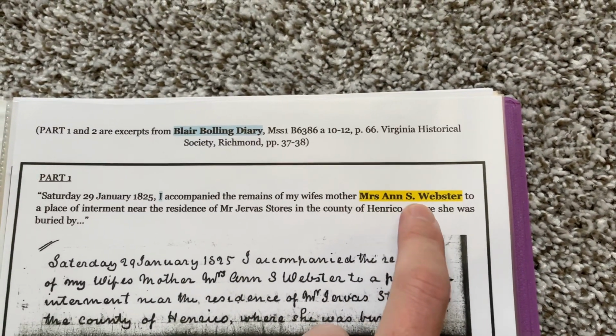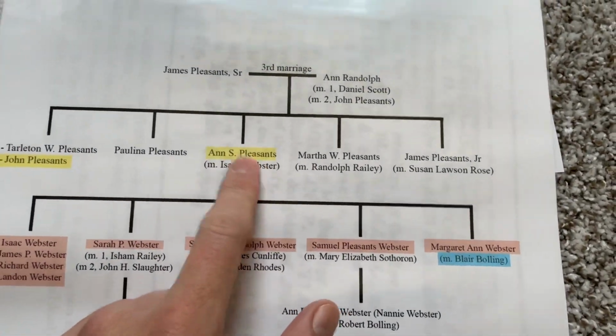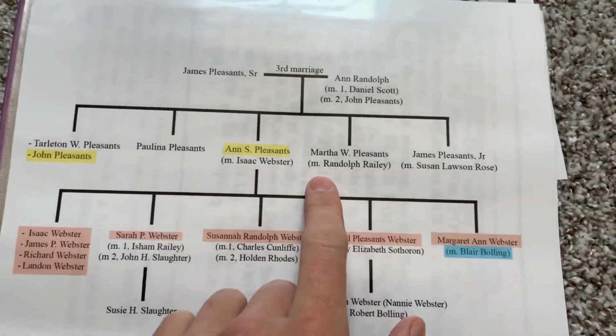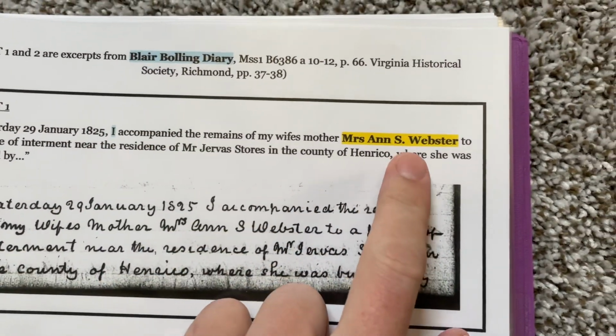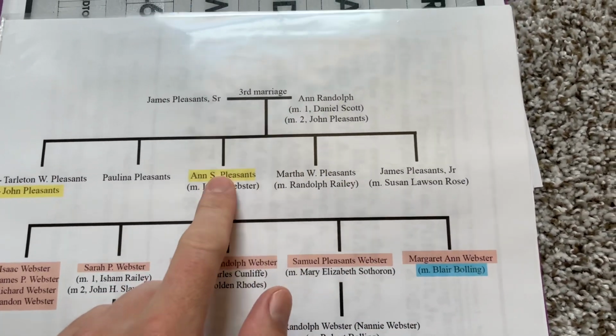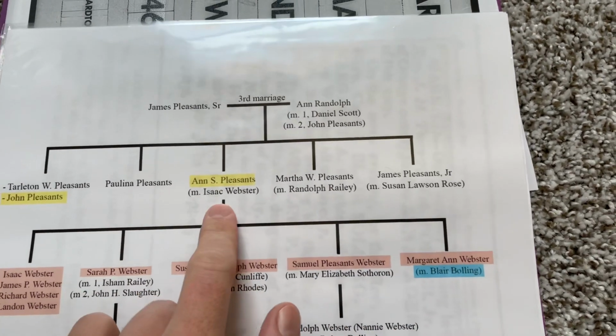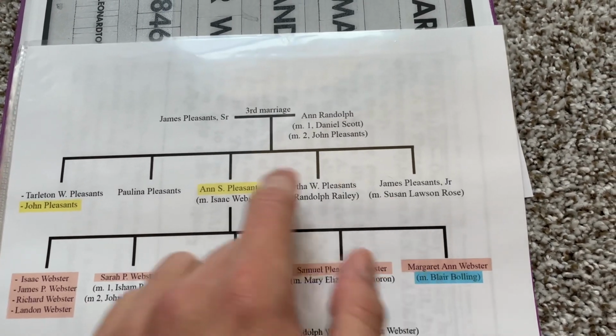mother, and I have her in yellow, right? So that's in transcription, yellow. So here's her. Now there's another yellow, but it's pretty obvious when you read Ann S. Pleasance, and then in his writing it says Ann S. Webster. That's pretty understandable, right? So yellow here, and then yellow here. So we know that this guy is referring to her specifically, my wife's mother, which makes perfect sense in this line. So his wife has to be Margaret Ann Webster.